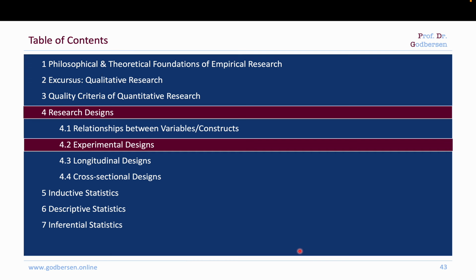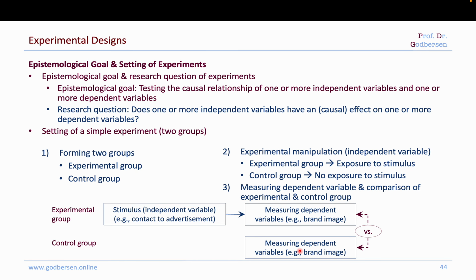Let's go to the research designs, and I would like to start with experimental designs. The epistemic goal of experimental designs is to test a causal relationship between an independent variable and a dependent variable. And of course, you can have more than one independent, more than one dependent variable. So we ask ourselves the research question, does an independent variable have an effect on one dependent variable, again, one or more?